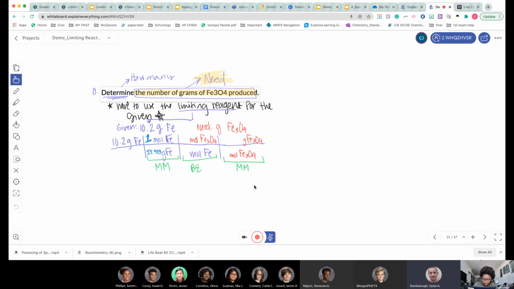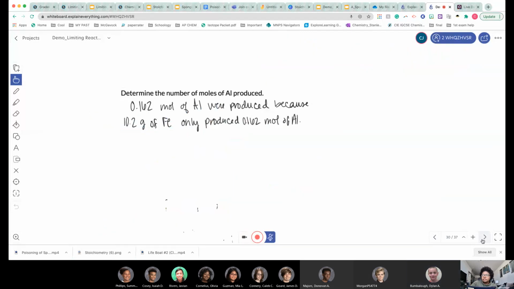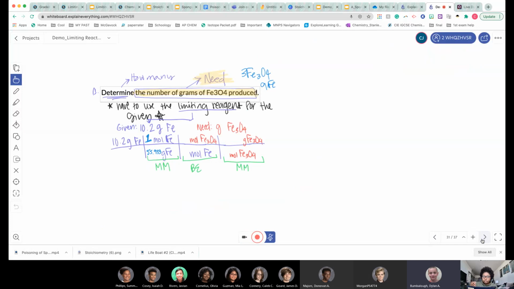All right, next door, I have moles of Fe and moles of Fe3O4. We need the formula, so let's look back. I have 3 moles of Fe in 1 mole of Fe3O4, and I have 9 moles of Fe. So here we go, 3 moles of this, 9 moles of this.